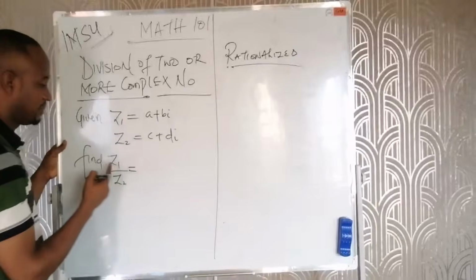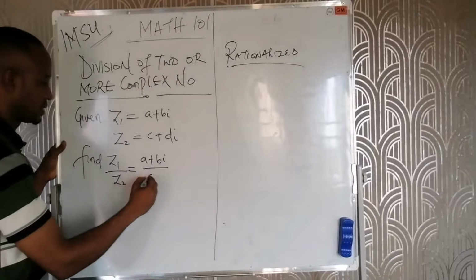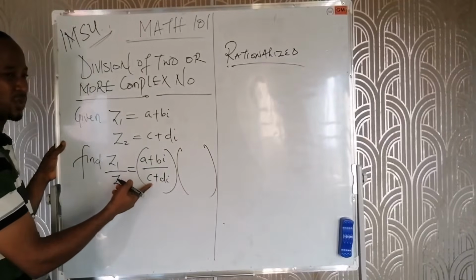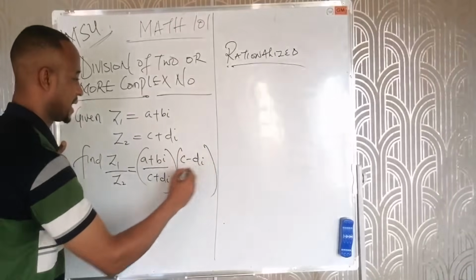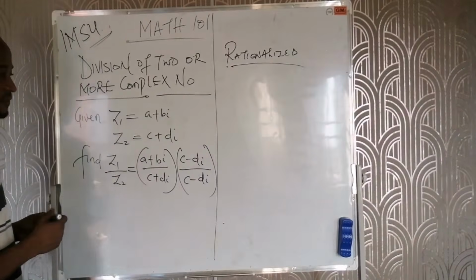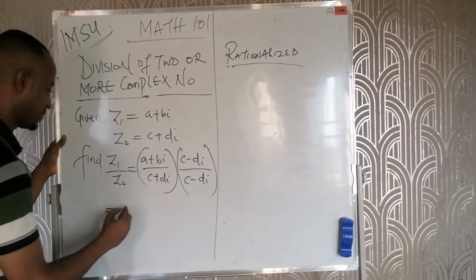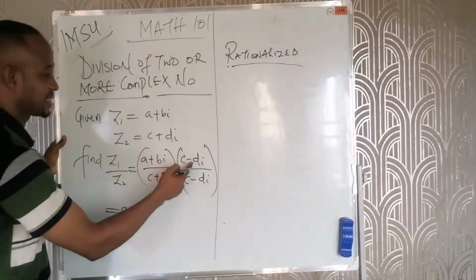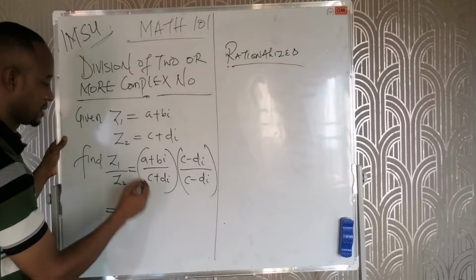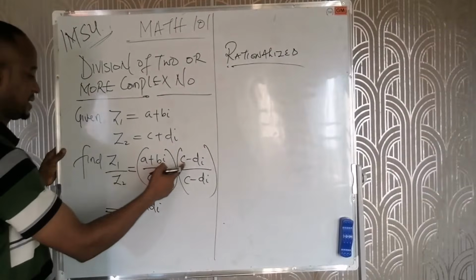So to divide this, I'll bring out my Z1, which is A plus BI, divided by my Z2, C plus DI. Then multiply this by the conjugate of C plus DI, which is C minus DI over C minus DI. Are you following? Then from here, I can proceed. I'll multiply A with C, which gives AC. A times minus DI gives minus ADI.